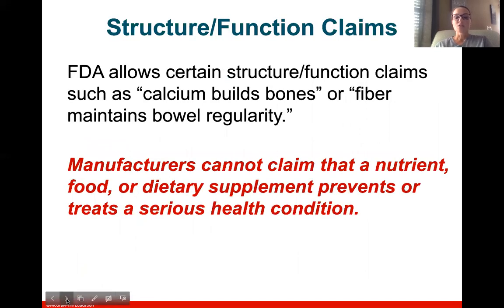The FDA also allows structure and function claims. So these are like calcium builds bone. If something has calcium in it, they could put that on there, or fiber maintains bowel regularity, but they cannot say that it prevents or treats a serious health condition.